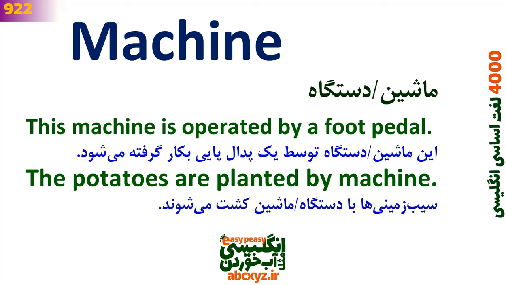The potatoes are planted by machine. The potatoes. Potato یعنی سیب زمینی و در اینجا به کلیت سیب زمینی ها داره اشاره میکنه. Are planted. Plant یعنی کاشتن، کشت کردن. Are planted ساختار مجهوله. یعنی کشت میشوند. By توسط machine. توسط ماشین یا دستگاه. سیب زمینی ها با دستگاه کشت میشوند.